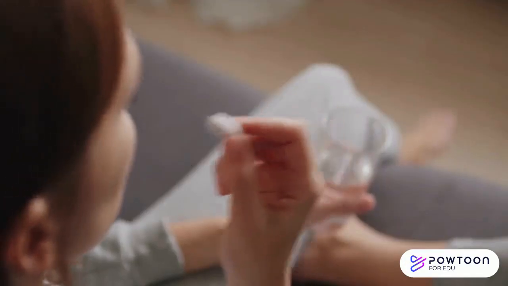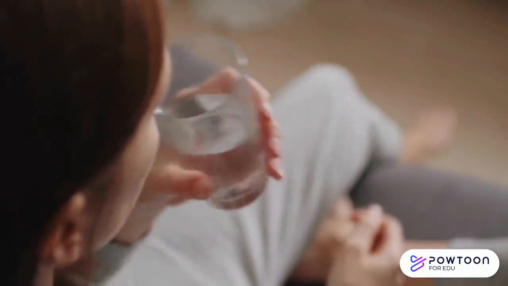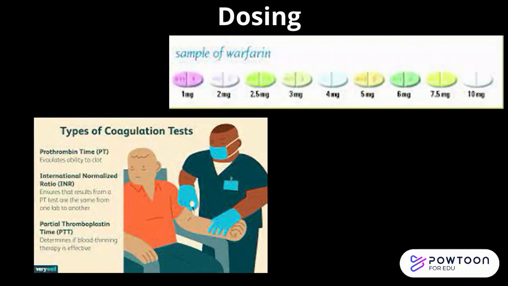Pharmacokinetics. Warfarin is taken orally once a day, most often in the afternoon or evening. Warfarin dosing is different than most medications. The dosing is determined based on a blood test measurement called International Normalized Ratio, or INR, which is an assay for determining the time of coagulation.